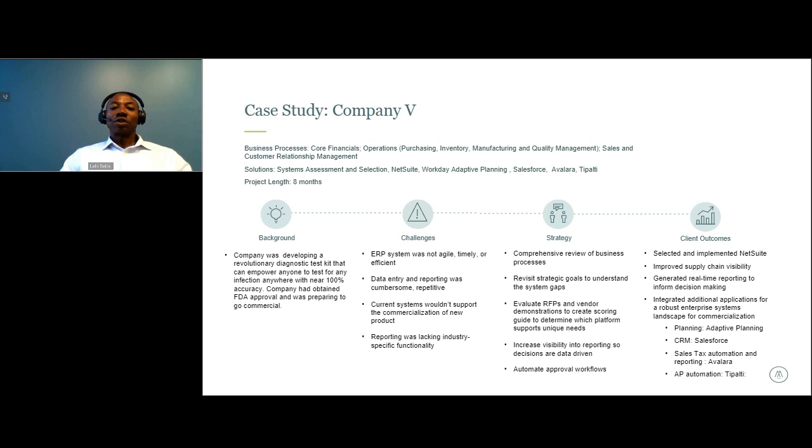This company undertook a system assessment and selection project that resulted in the implementation of NetSuite as the ERP system. And NetSuite was further integrated with other related enterprise systems such as Workday Adaptive Planning for financial planning, Salesforce for customer relationship management, Avalara for tax, and Tipalti for procurement and payment automation.